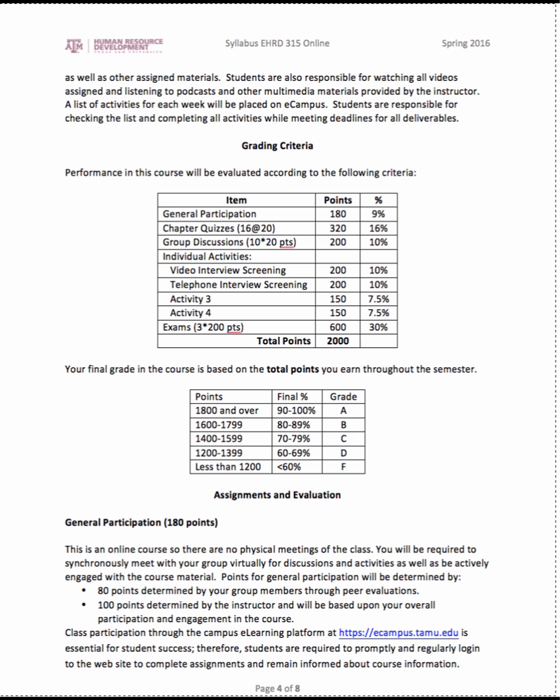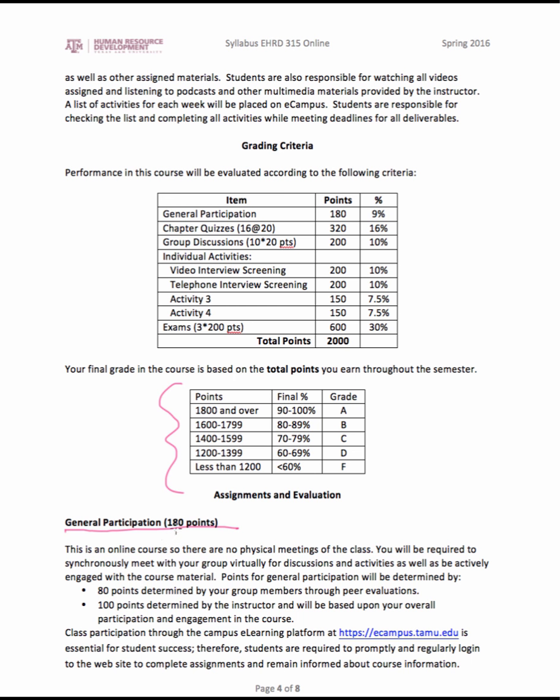So this chart shows you what you need to get an A, so on and so forth. So the idea is about getting points. Okay, if you earn enough points, you'll get an A. So 1,800 points would be an A, 1,600 a B, and so on. So the points are based off various things. For instance, the first one is general participation for 180 points.